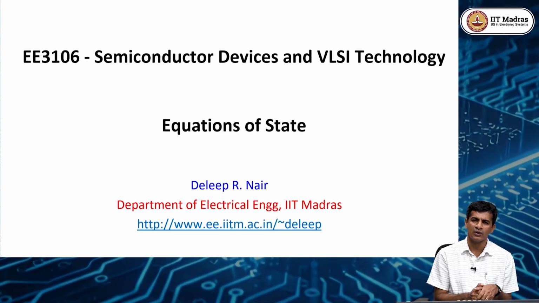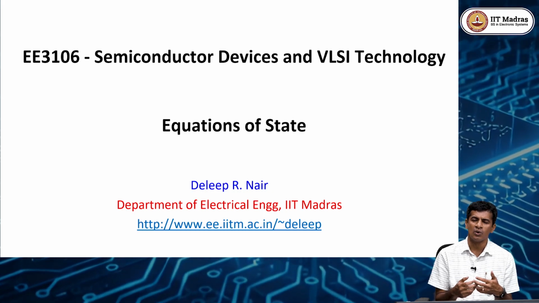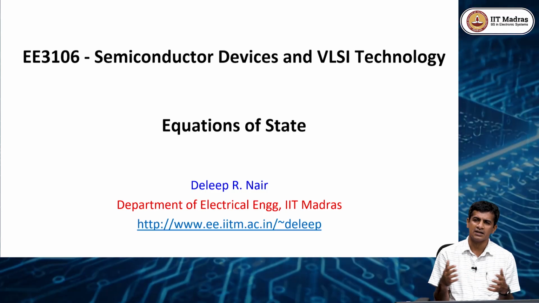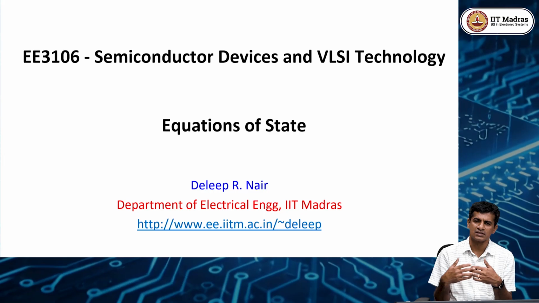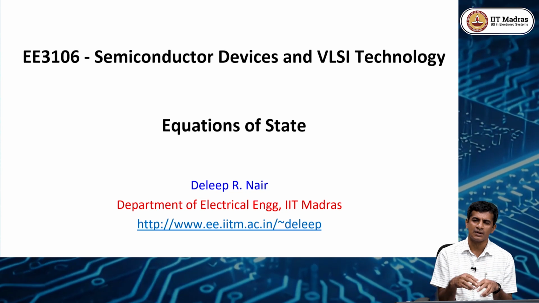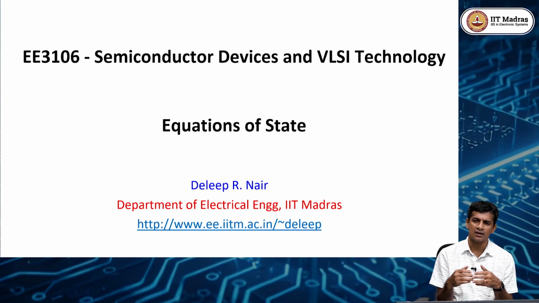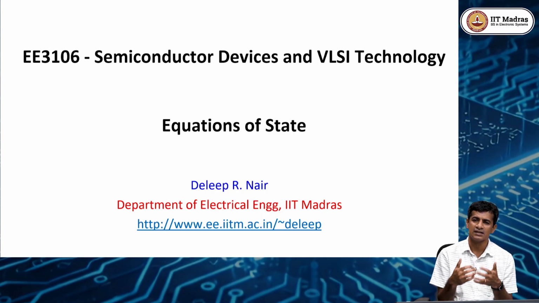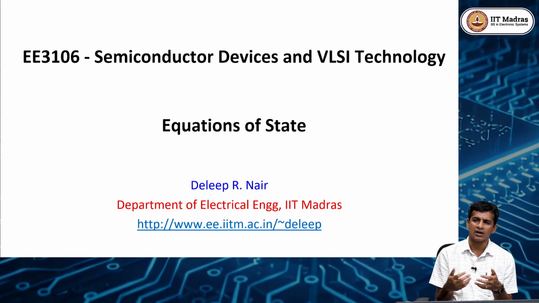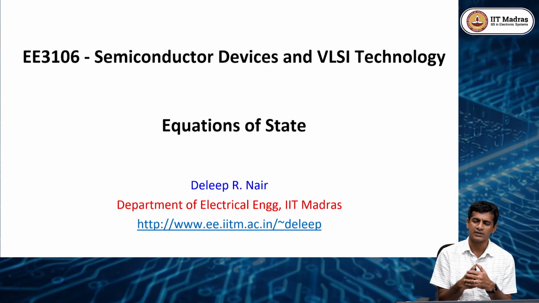Now, if you want to know how the semiconductor device or system evolves, how does the carrier concentration evolve spatially or temporally, we need to put all these things into one place and create something known as the equations of state. These are the basic equations for semiconductors, very similar to Maxwell's equations in electromagnetism. One of these equations is shared even with Maxwell's equations, but we call these the equations of state.